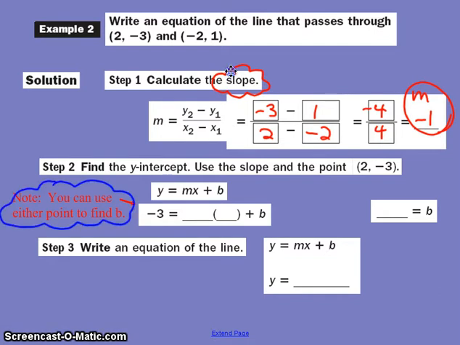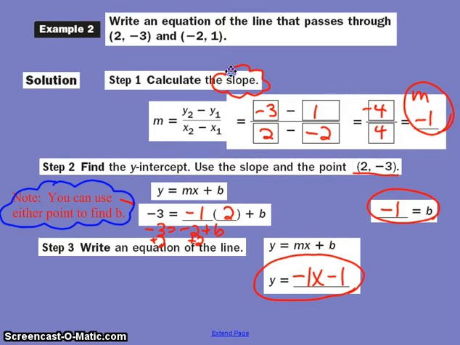If I use the first ordered pair, the (2, -3), my equation would look like this. My y is -3. That equals the new slope of -1 I just found, times the x coordinate 2. When I solve this, I get a b value of -1. Now I have my slope and I have my y-intercept, so it's y equals -1x minus 1.